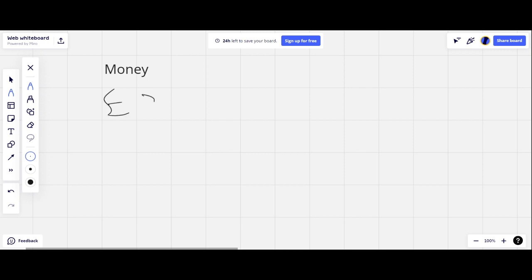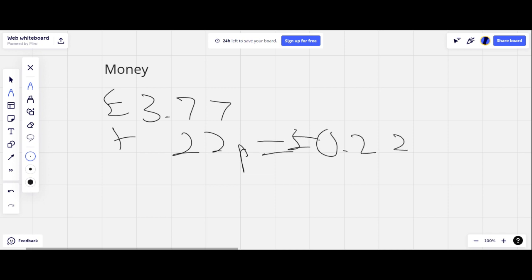Let's do addition. £3.77 plus 22 pence. So here we have two different measurements. When we have these kinds of questions, you have to convert. So convert 22 pence into pounds, £0.22, or £3.77 into 377 pence. You can convert it into whichever one you prefer.